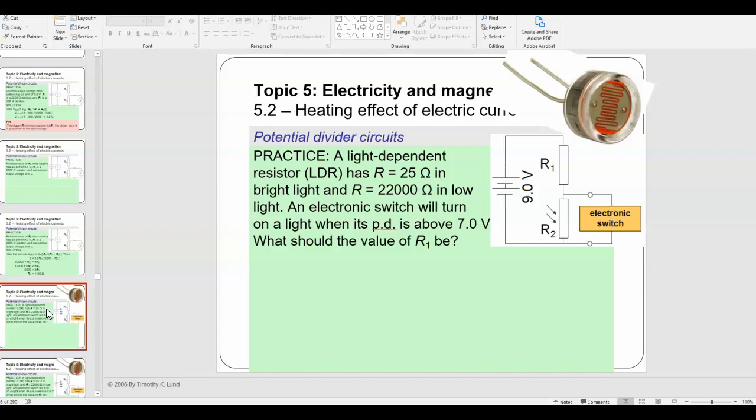Okay, so it says a light-dependent resistor, an LDR, has R equals 25 ohms in bright light and R equals 22,000 ohms in low light. So remember that an LDR works by when you increase the light intensity, the resistance of the LDR decreases. Okay, now V out is placed in parallel across the LDR, and it's an electronic switch. And it says an electronic switch will turn on a light when the potential difference is above 7 volts. What should the value of R1 be?